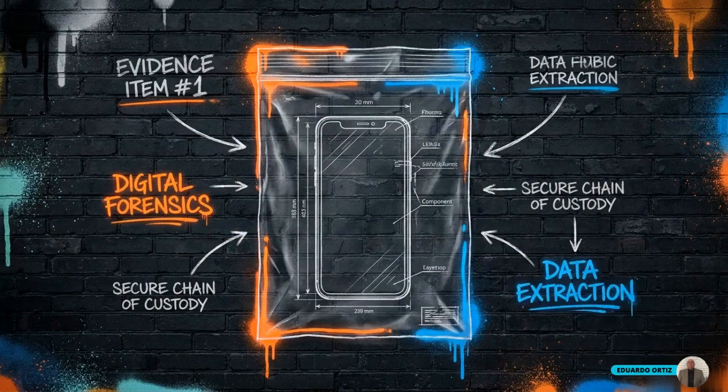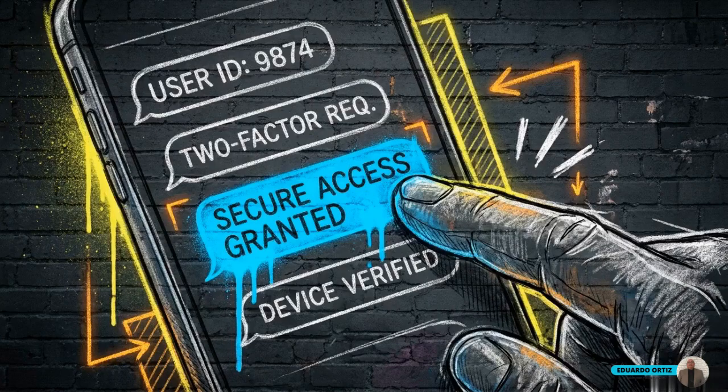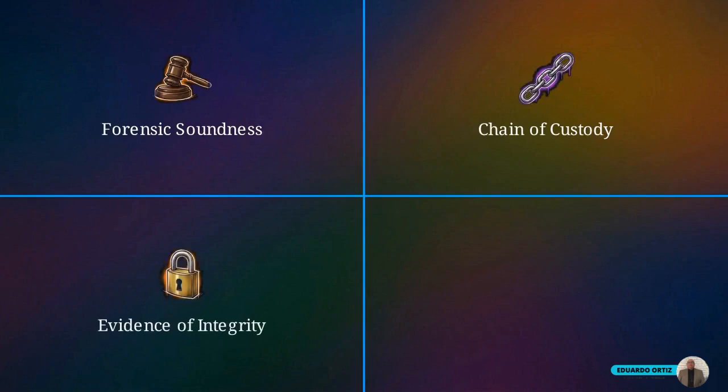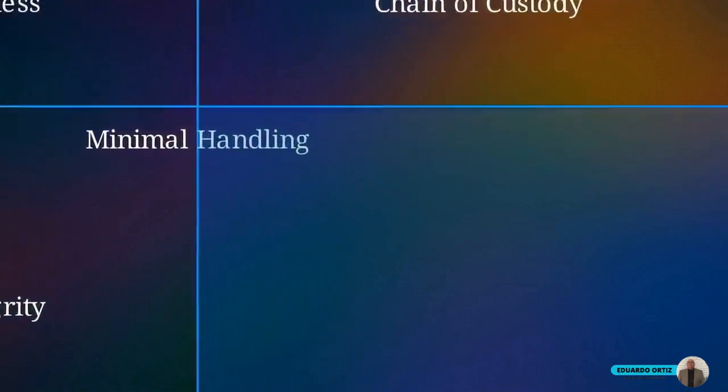Modern criminal investigations rely on digital evidence, but that data is exceptionally fragile. A single mistake at the crime scene, an accidental click, or an unauthorized swipe can destroy a case before it even reaches a courtroom. To protect this data, investigators rely on 4 core principles: forensic soundness, chain of custody, evidence integrity, and minimal handling. Every procedure in the field is built strictly around satisfying these rules.